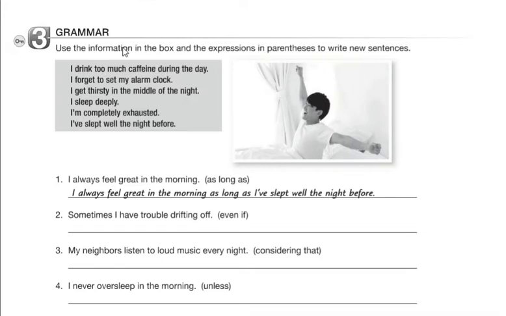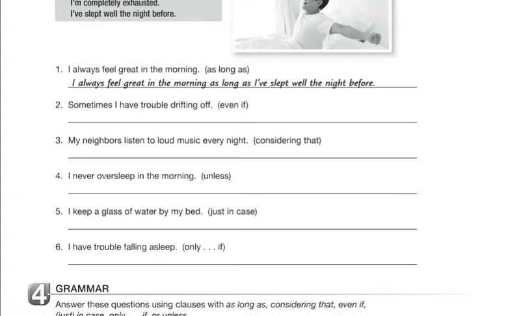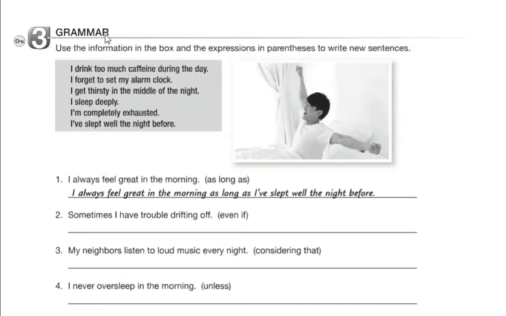And here we have grammar. Use the information in the box and the expressions in parentheses to write the new sentence. So right now we have here: I always feel great in the morning as long as. We're gonna collocate it. Remember that there are ways of placing these clauses. Remember, if we put it at the beginning, we need to divide it with a comma. Okay, number 6. We're gonna stop here. You may stop the video in this section, then try to check out the answers with me.